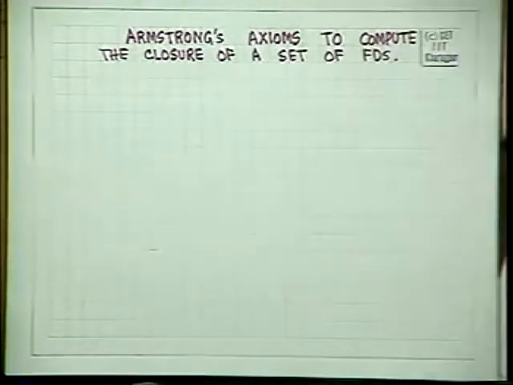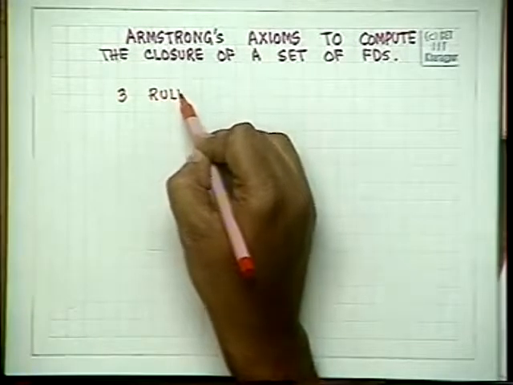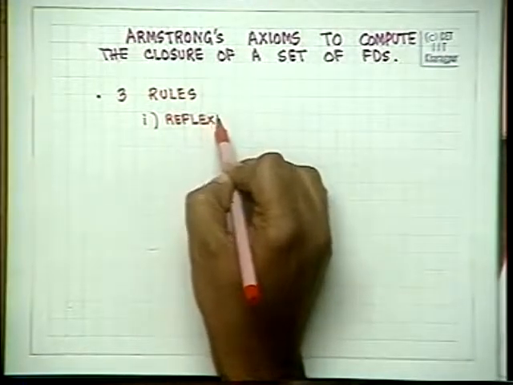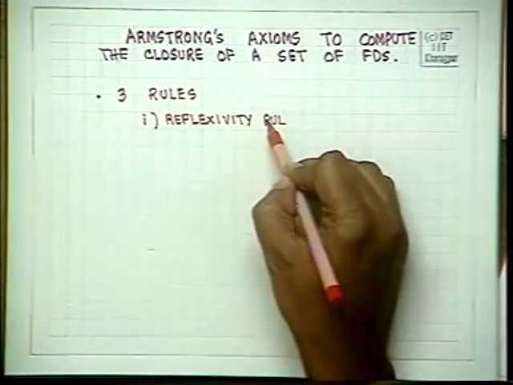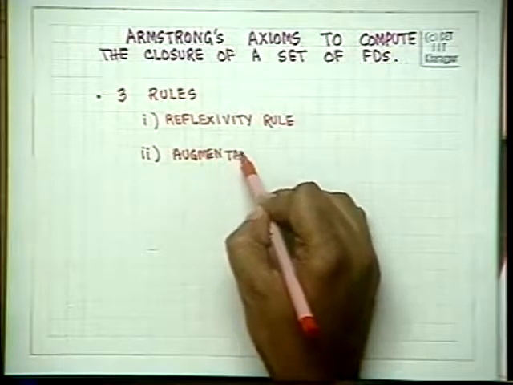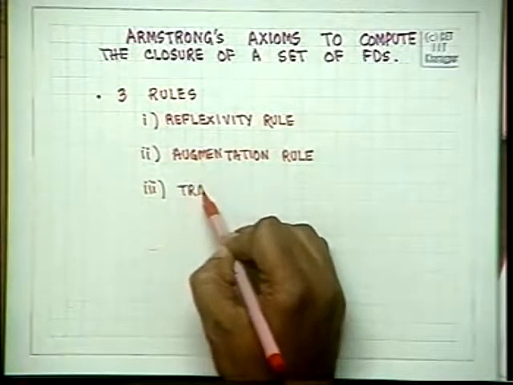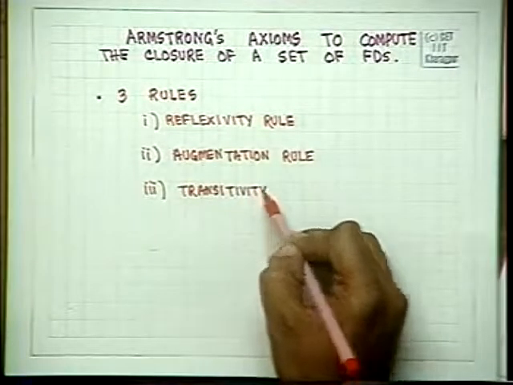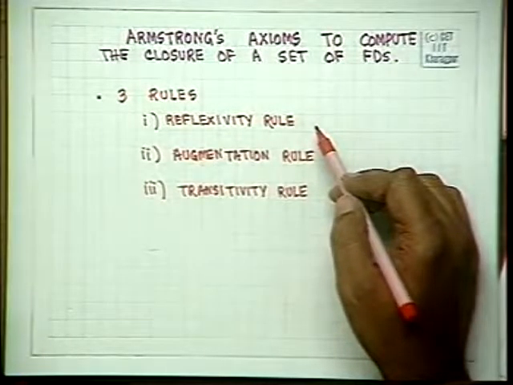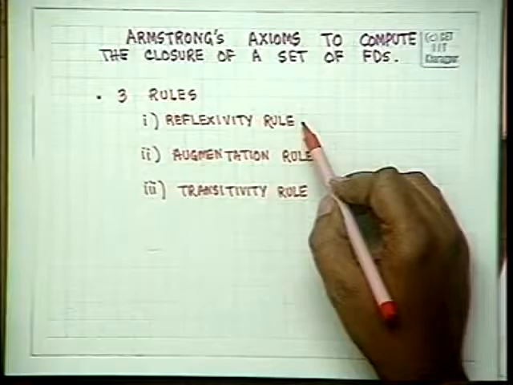What Armstrong did was, Armstrong suggested three rules. Namely, one was called the reflexivity rule, the second was called the augmentation rule, and the third was called the transitivity rule. Each rule suggested how, given a set of functional dependencies, the rule may be applied to generate one or more new functional dependencies which are logically derived from the given set.